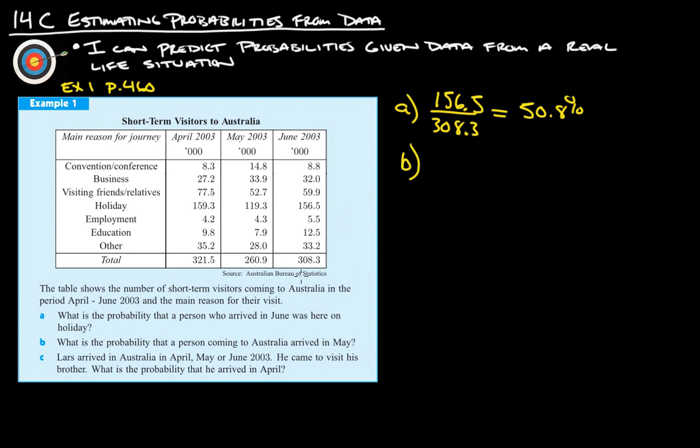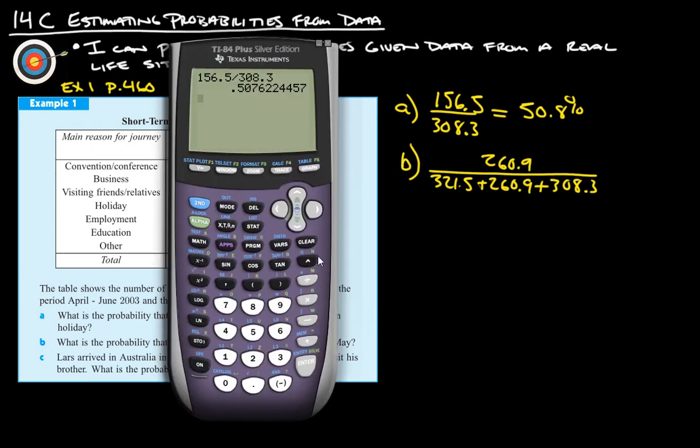So this has got to be of all the people. So that is 308.3 thousand. Oh, wait. Sorry. That's just part of it. We've got to add all three of the months up. So 321.5 plus 260.9 plus 308.3. So the probability that a person coming to Australia arrived in May: May was 260.9. All right, so we just need to calculate that.